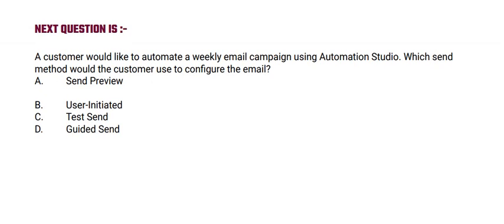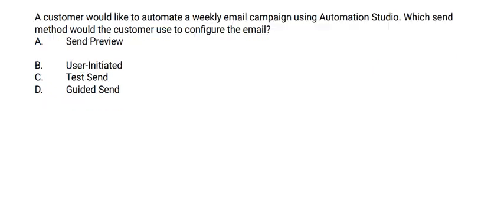Next question is: A customer would like to automate a weekly email campaign using Automation Studio. Which send method would the customer use to configure the email? Options are option A, send preview, option B, user initiated, option C, test send, and option D, guided send. The correct option is option C.